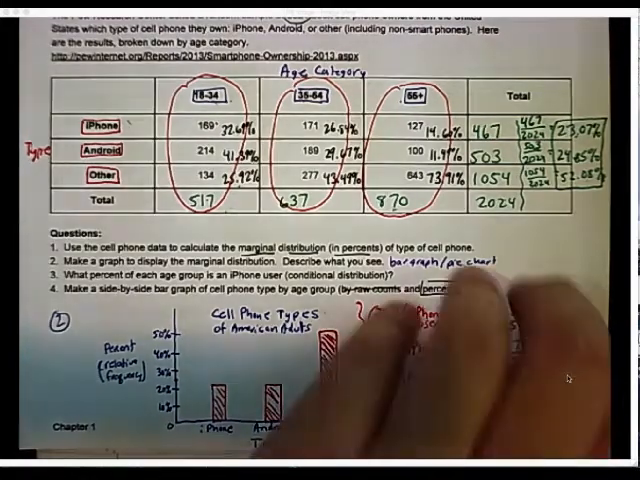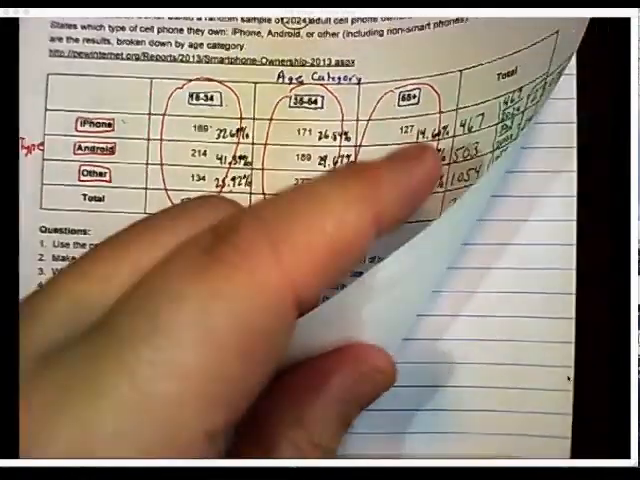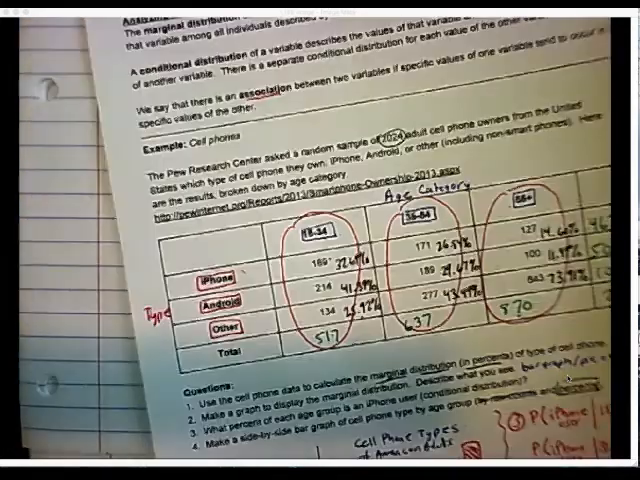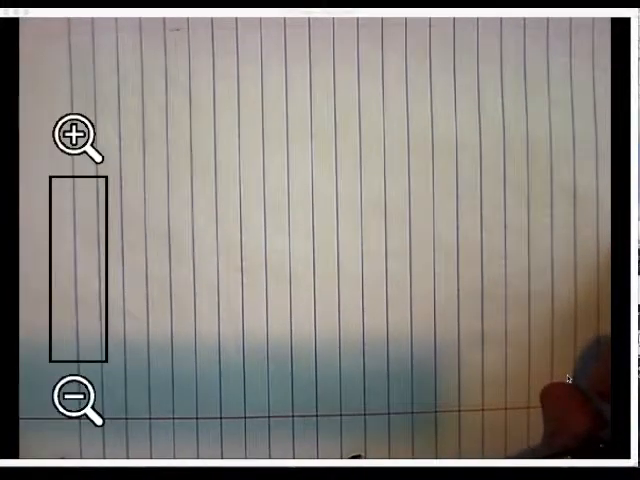So I'm just going to do that on another piece of paper. I'm going to show you how we could make a side-by-side bar graph. I'm actually going to go this way with it. Oops. Go a little bit here. There we go.